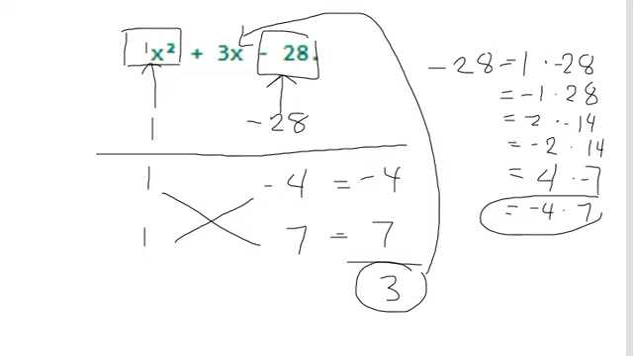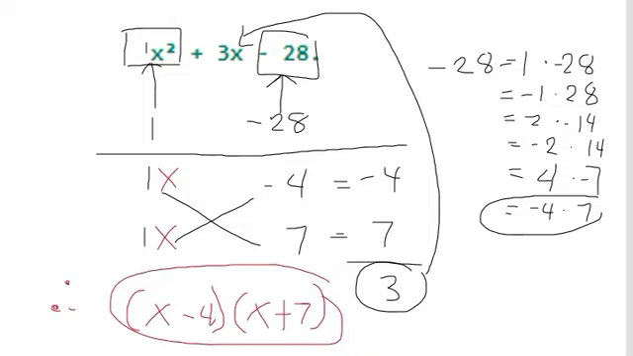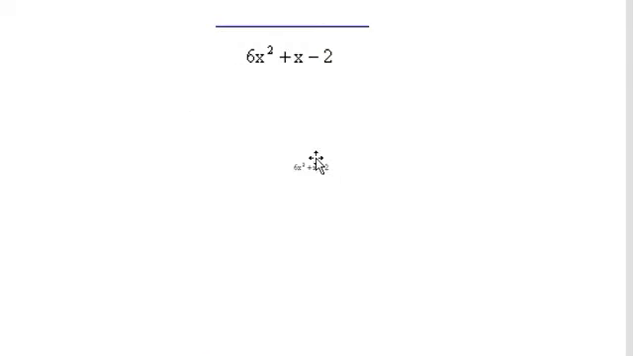So for you to make the factors now, you just attach the variable x here, and this is minus 4. Attach the variable x here. Therefore, the factor is x minus 4 times x plus 7. Okay, so x minus 4, x plus 7. That is the answer.